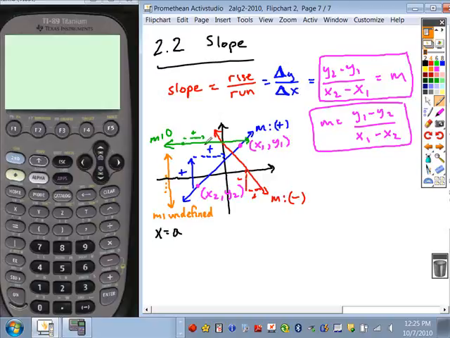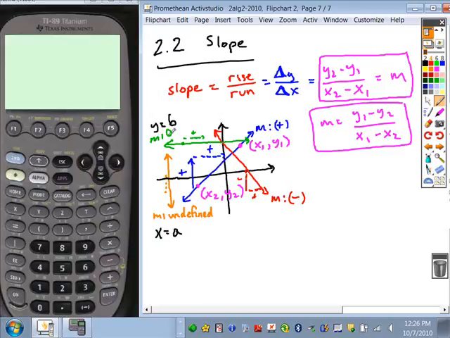No matter what x-coordinate you have, the y's always stay the same. So a horizontal line has an equation of y equals b. The reason I choose b for this is that b is the y-intercept. And so a horizontal line can still be expressed in the slope-intercept form or as a linear equation.